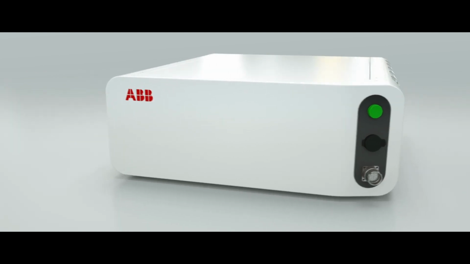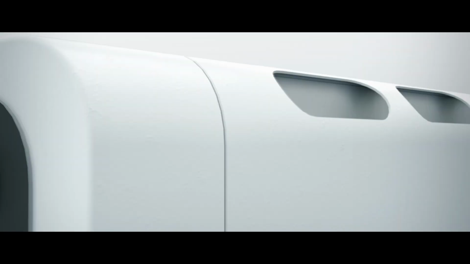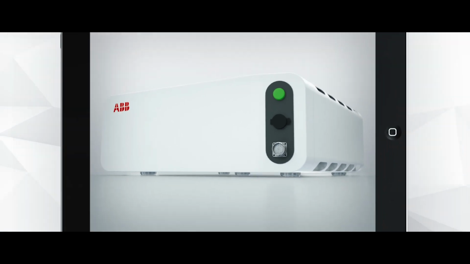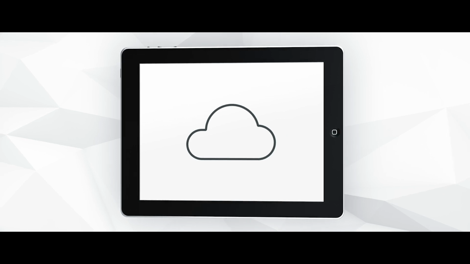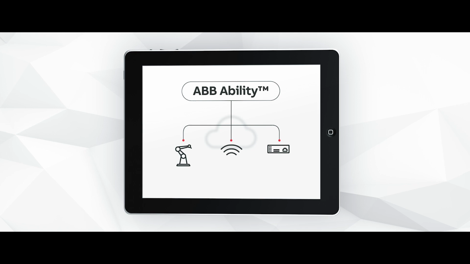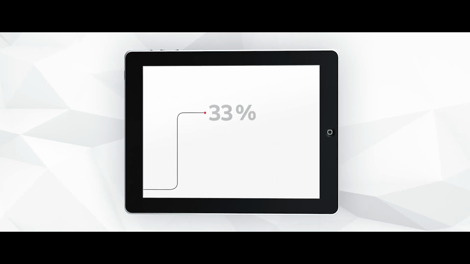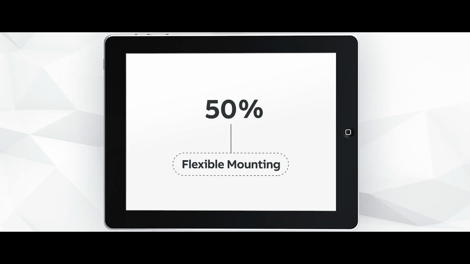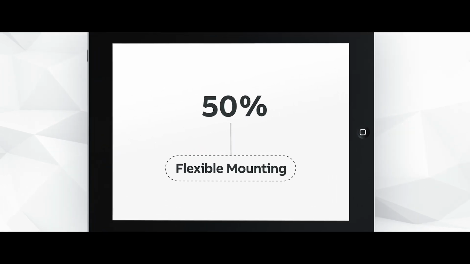ABB is also introducing robot controllers, designed to let our customers take full advantage of today's digital, connected manufacturing ecosystem. And of course, it's easily connected to a range of advanced services through the ABB Ability platform. The first of these controllers is 50% smaller than our current small controller, which provides many flexible mounting options in confined spaces.